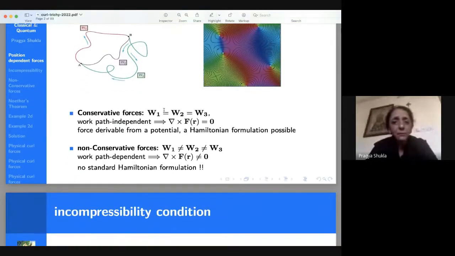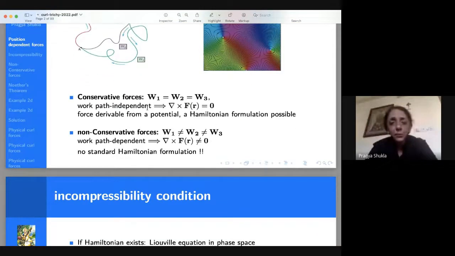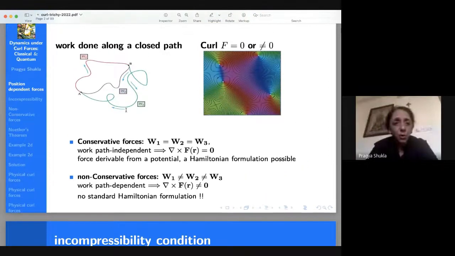Okay, for example, I have written it here again. For conservative forces, if you go between 2 points A and B along any path, for example this path, or this path, or this path, the work is equal. And work being path independent can also be seen in another way: the curl of the force with which this work is done is 0.